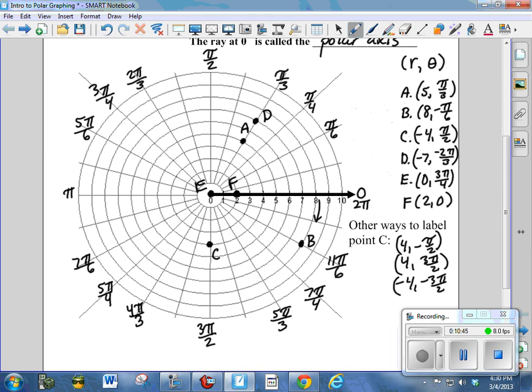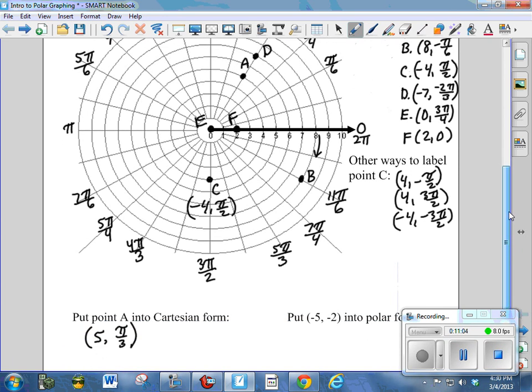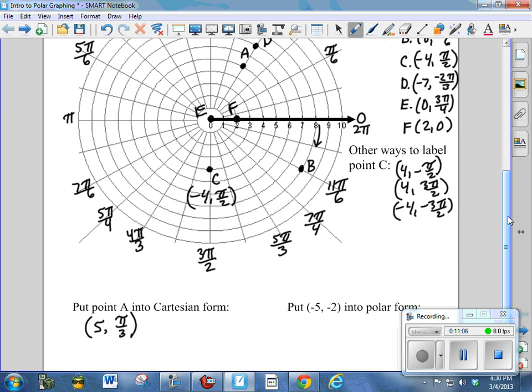Now if you notice on all of these points, including the original, which was negative 4, pi over 2, all I did was switch the negative sign from r to theta or vice versa. But that isn't always how it works. That happens to work just because it's a 90-degree angle. It doesn't always work. So we're going to look at point B.